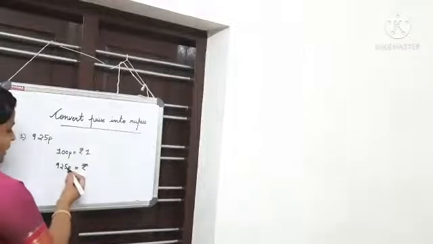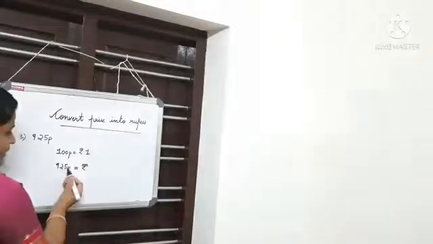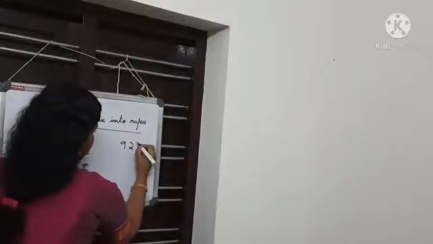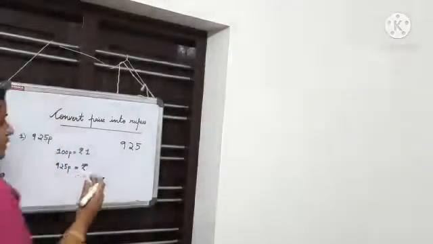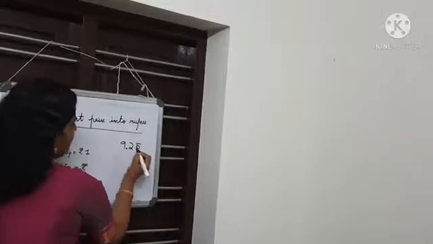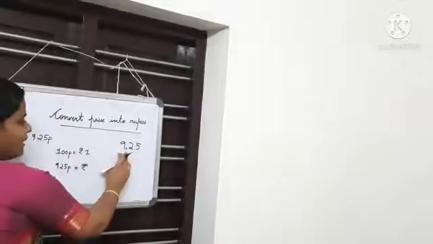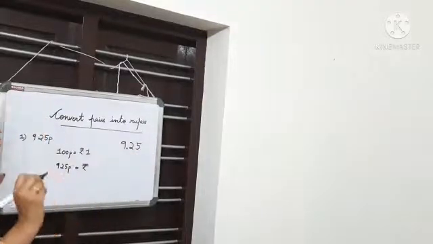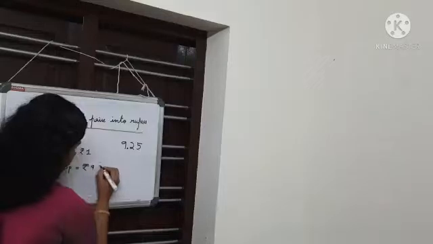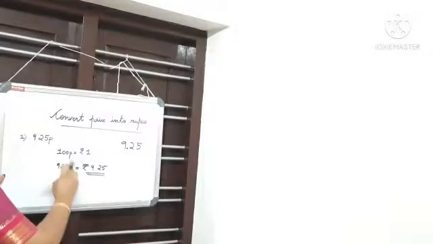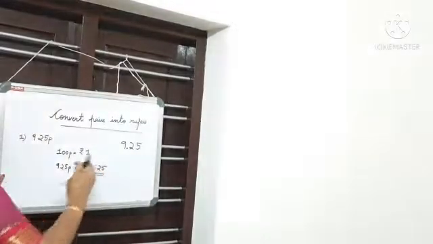Now start counting from the right. Leave 2 digits and put a decimal point. This is 1, this is 2. Now put a decimal point. Or you can say, start counting from the right, and after 2 digits, put a decimal point. So here the answer is 9.25 rupees. 925 paise is equal to rupees 9.25.